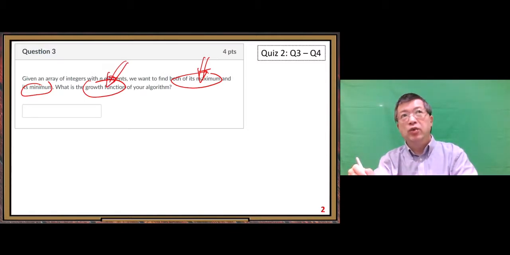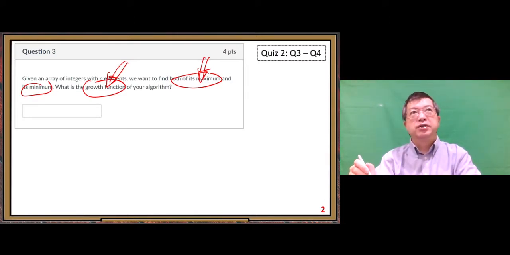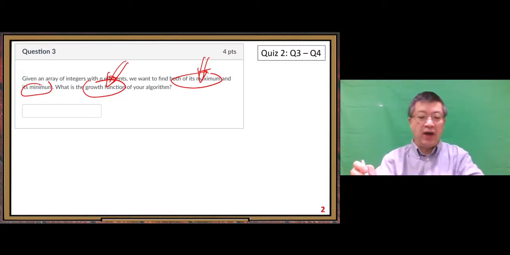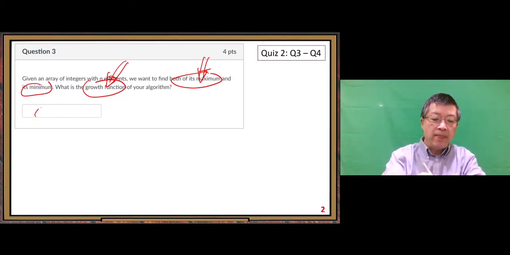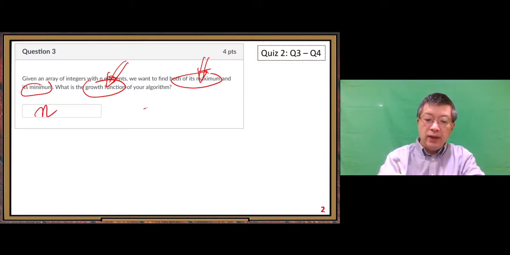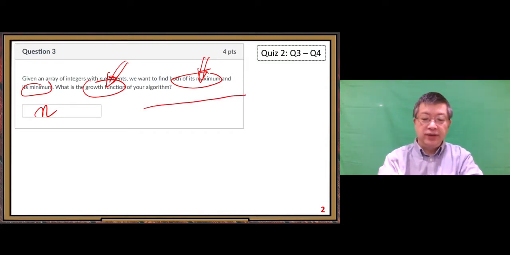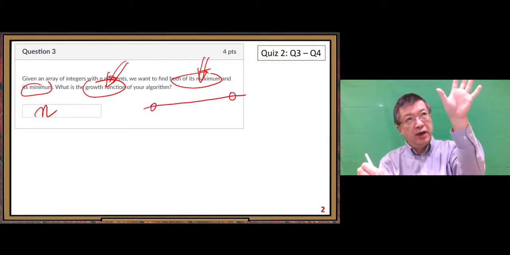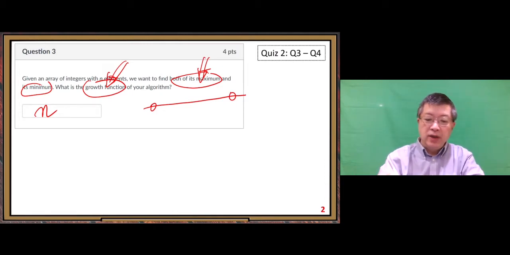Okay, growth function, we ignore the minor terms, and we also ignore the coefficient of the dominant term. So I want you to know the meaning of that. Otherwise, you may get a wrong answer. Okay, so here, let me tell you the correct answer. Correct answer is n. Growth function is n. Then let's look at the solution.